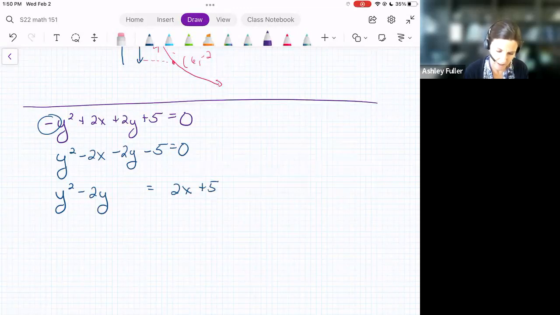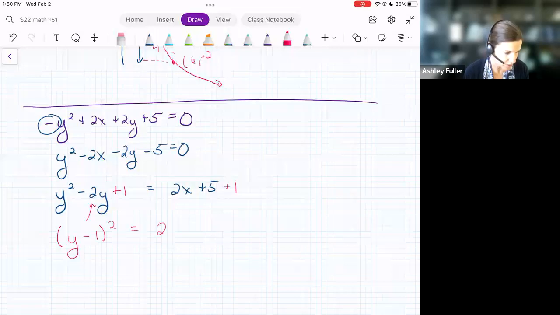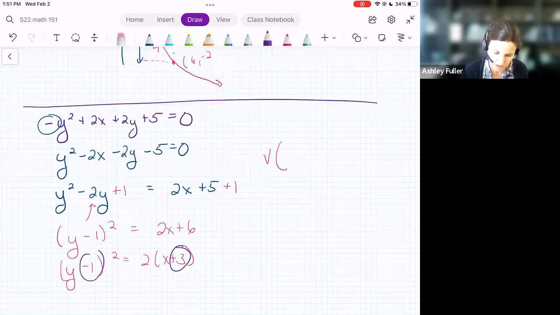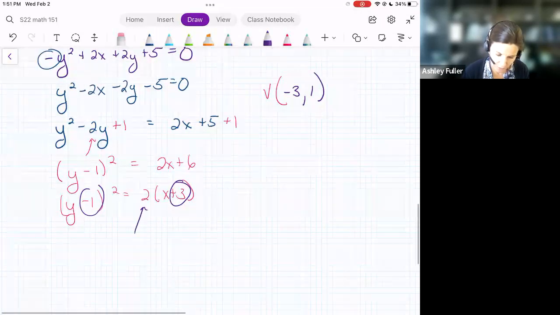To complete the square, I divide this by 2 and then square it, which has me adding 1, which I must do to both sides. And then when I factor, I get y minus 1 squared equals 2x plus 6. Leaves me with y minus 1 squared equals 2 times x plus 3. This helps me find the vertex. Again, comes from these values, and the vertex is -3, 1. I also know that 4p is equal to 2, which results in p being 1/2.